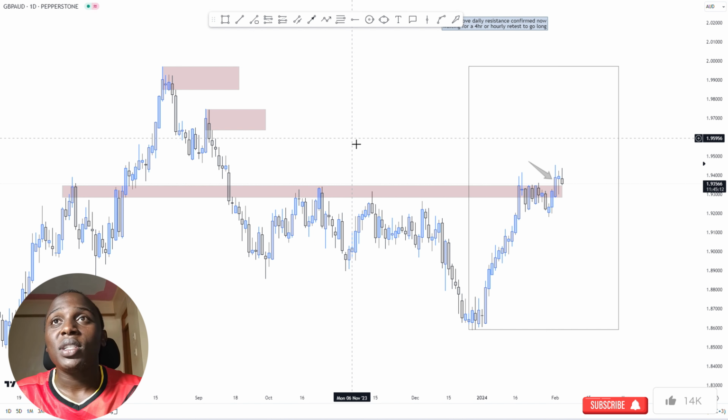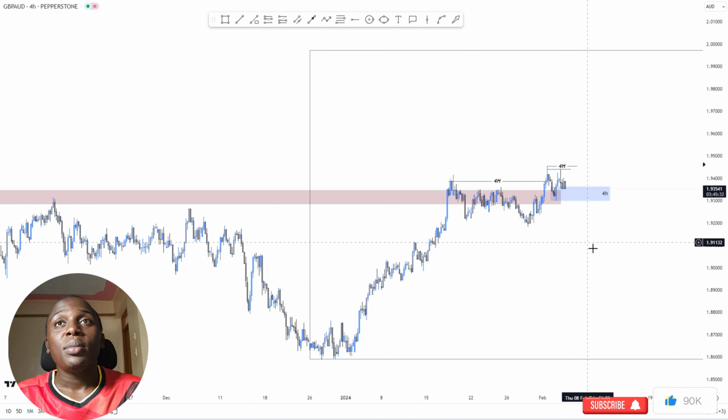So we are just waiting for a successful retest on the 4-hour time frame, and then we can look to trade after the retest. So let's go to the 4-hour time frame and see how price is reacting.